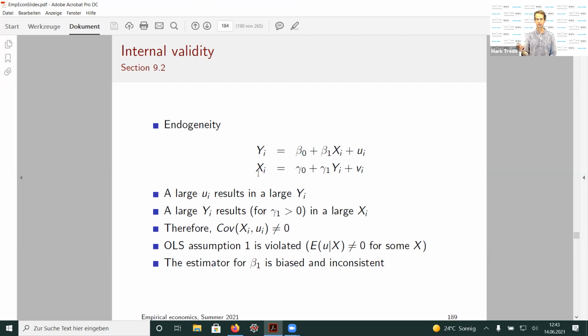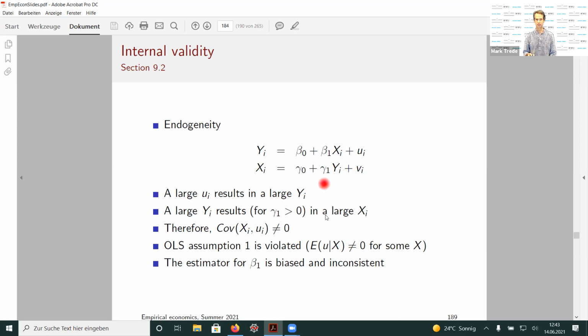So the line of reasoning starts at the U_i, it runs to Y, Y appears here, and it goes to X. So a large value of U indirectly causes a large value of X, which then means that there's a relationship between the regressor and the error term. And that's always a problem. Okay? So assumption number one would be violated in this case.